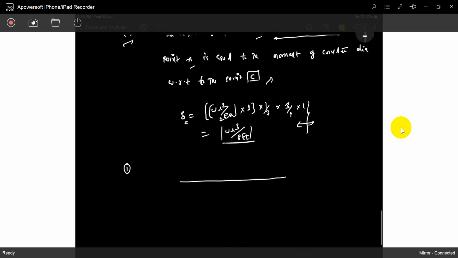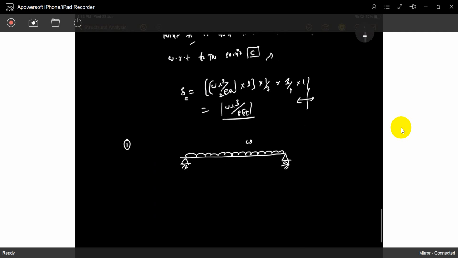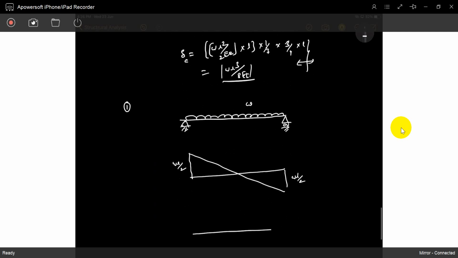If you take a load of W, what is the shear force? There is no easy shear force. This is WL by 2, this is WL by 2. What is the bending moment diagram? WL square by 8, no problem at all. So I want to find out the deflection at the center point.